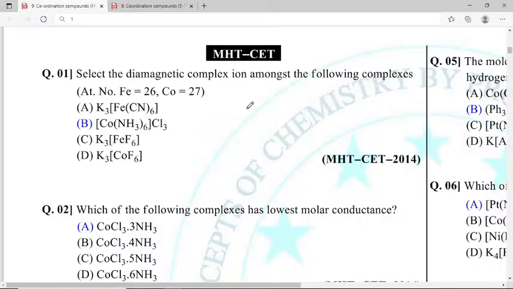Okay, now select the diamagnetic complex ion among the following complexes. Which of the following are diamagnetic complexes? Diamagnetic complexes are those having no unpaired electrons. So option B is correct because the number of unpaired electrons is 0. As the number of unpaired electrons is 0, it is called a diamagnetic complex. Please write this down.